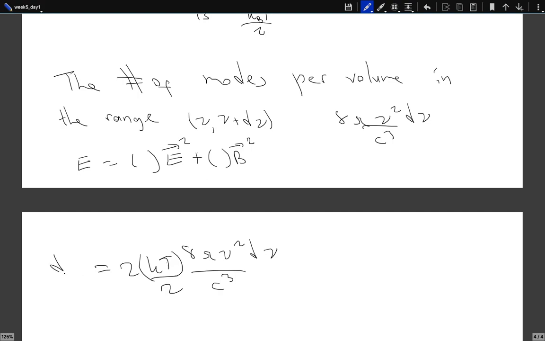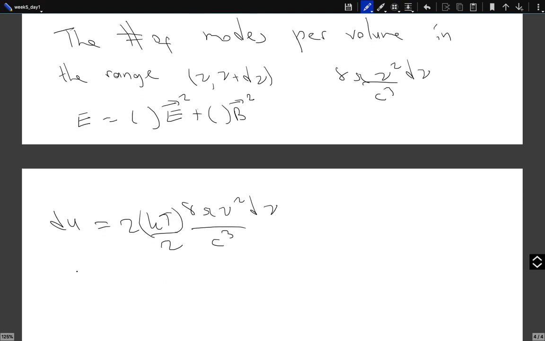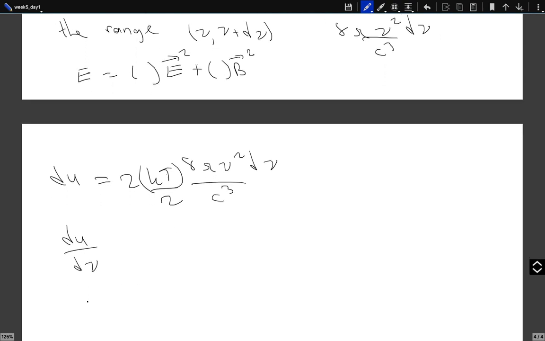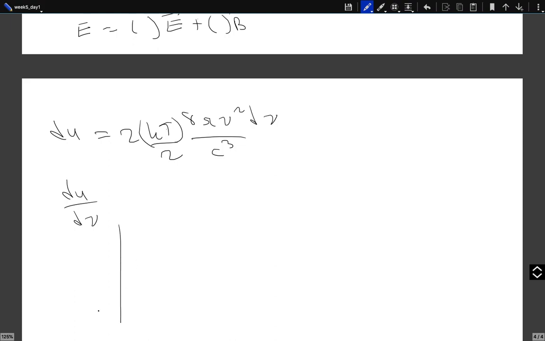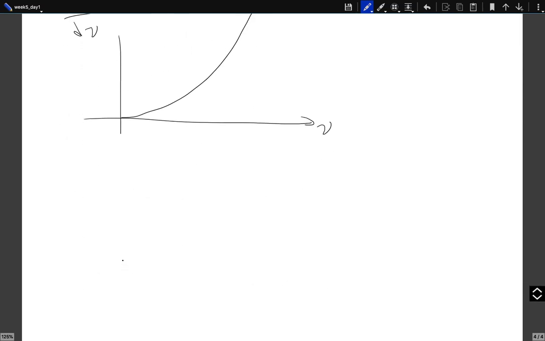So this is, let's say, du, the energy per frequency. If you would plot du by d nu as a function of nu, this is what you would get. And the larger the frequency, the more energy you have. But this is not what we observe. In fact, what we observe is this one.